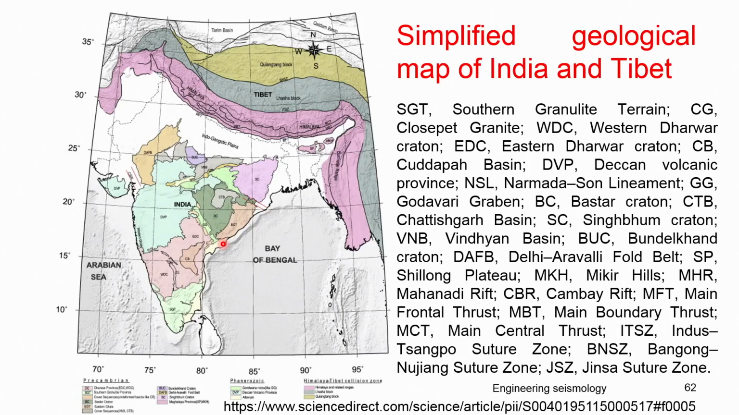So you can see the simplified map of India and Tibet, where you can see the Southern Granulite Terrain, basically this one, and then the Western Dharwar Craton, this one, then the Kadapa basin, this one. Again in that Dharwar Craton there is a complex geological formation, you can see here. Then this part, these are all the places where earthquakes have been reported, like the Jabalpur earthquake and the Ongole earthquake. Those earthquakes occurred wherever this kind of complex geological formation is available.